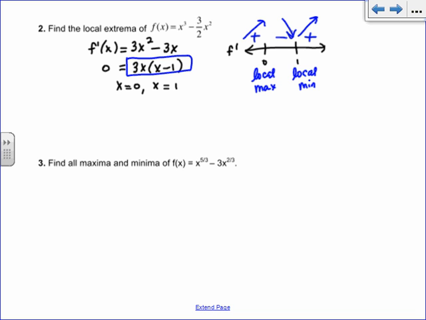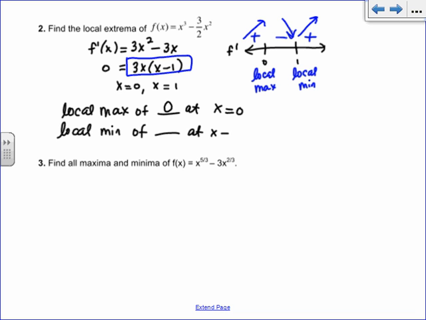So we write that out. We say a local max of something at x equals 0. Can you guys plug that in? Pretty easy. What happens when you plug in 0 to the original? 0. Yep. And then local min of something at x equals 1. That's an easy one too. Yeah, you get 1 minus 3 over 2, which is -1/2. Okay, so those are our answers.